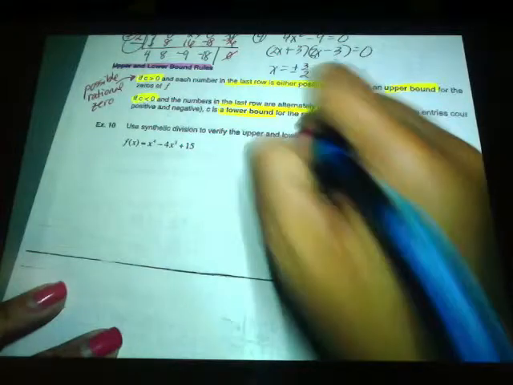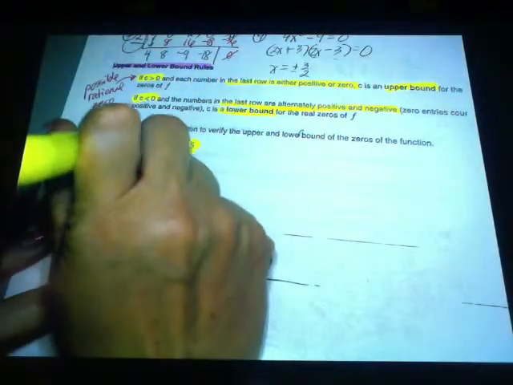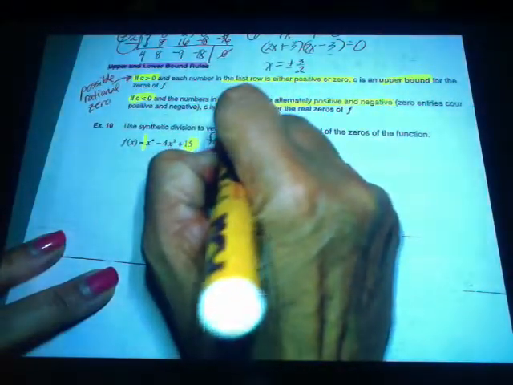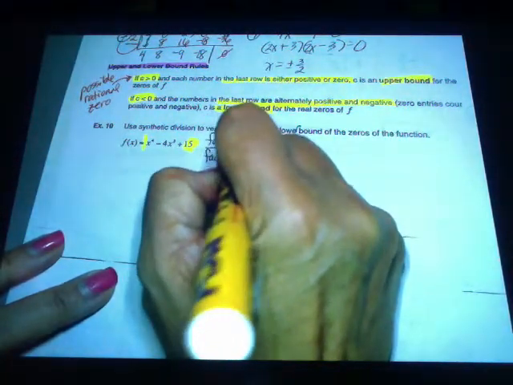So let's do one last problem. Example 10, we're using synthetic division to verify the upper and lower bounds of the zeros of the function. So I have x to the 4th minus 4x cubed plus 15. What is my p? 15, and my q would be 1, wouldn't it? So I'm going to find all the factors of 15 and divide it by all the factors of 1.